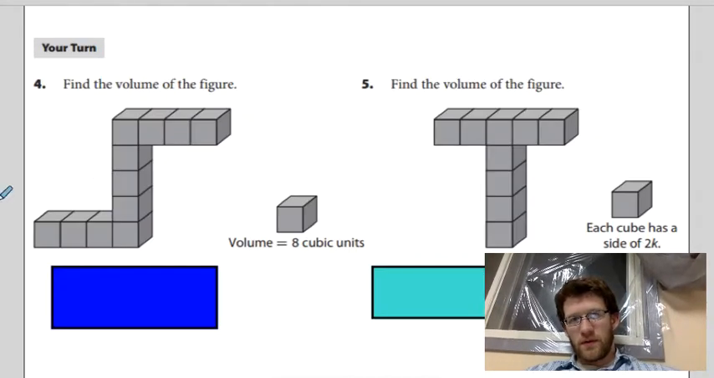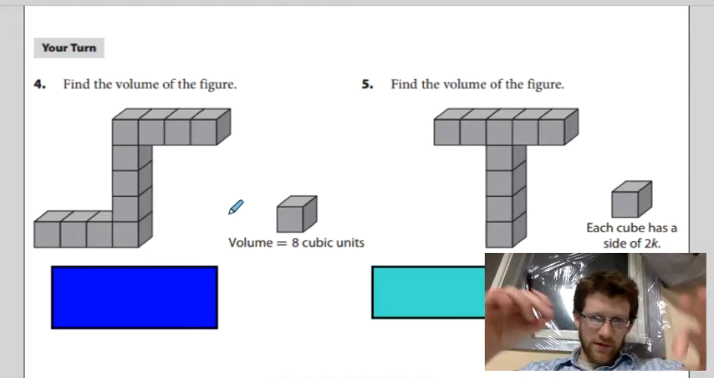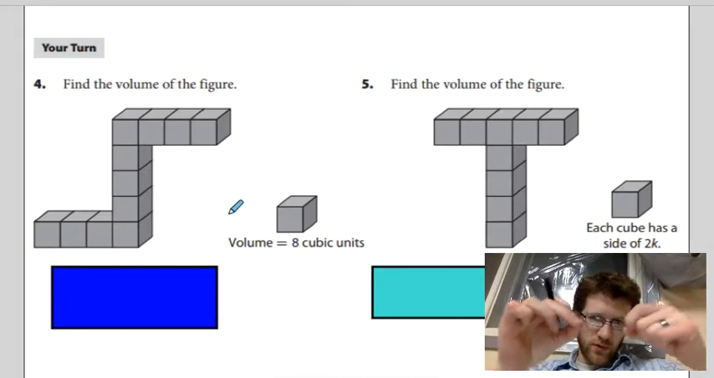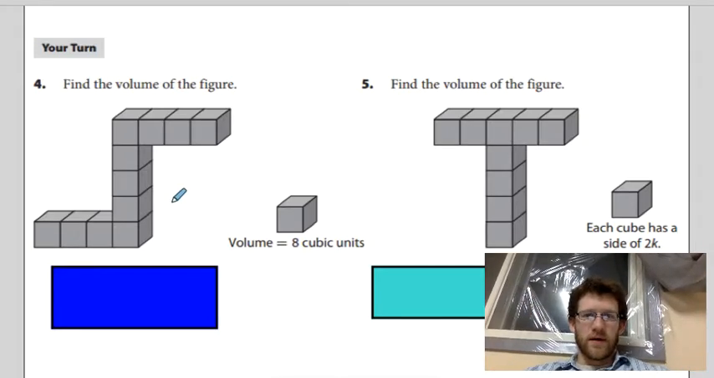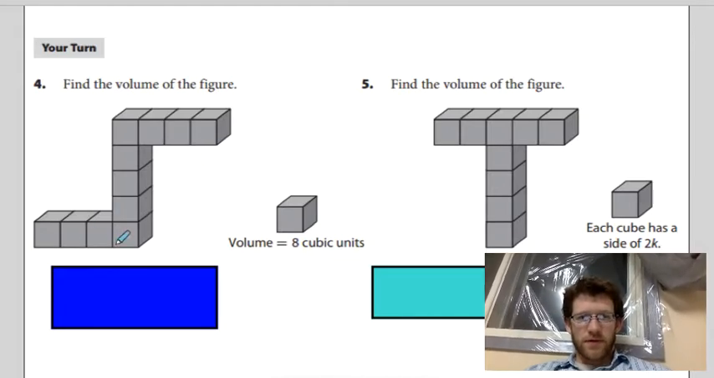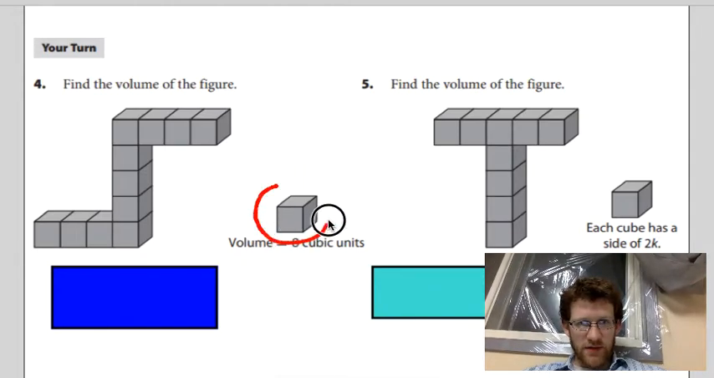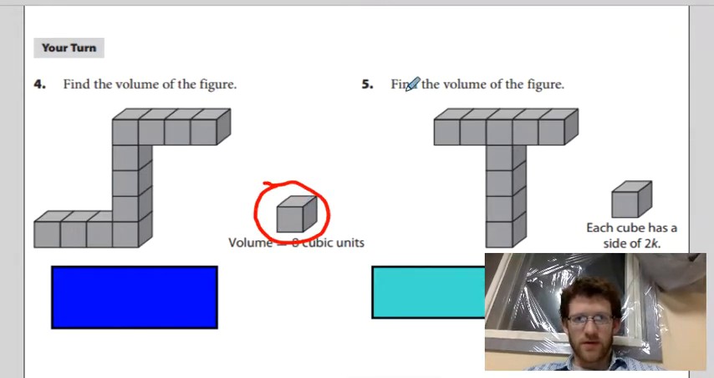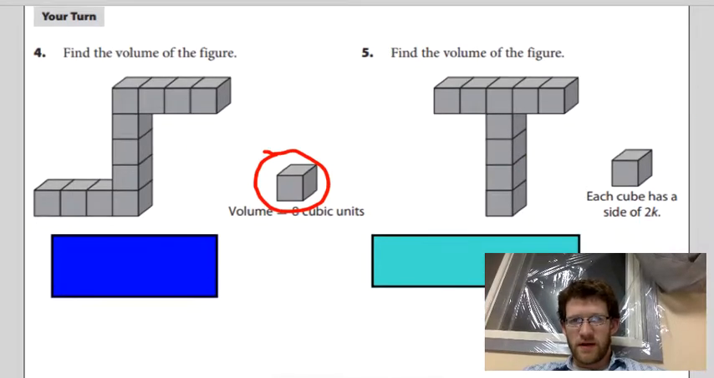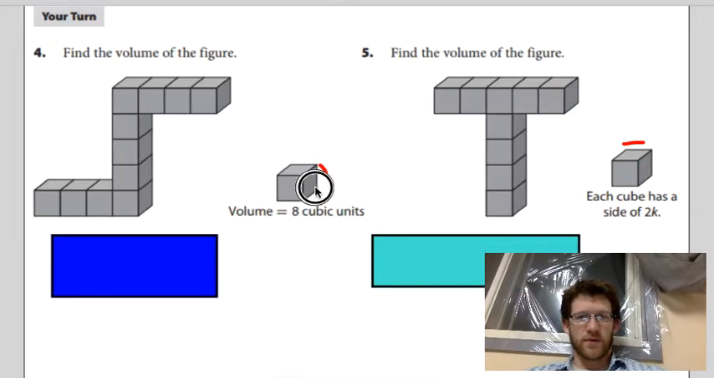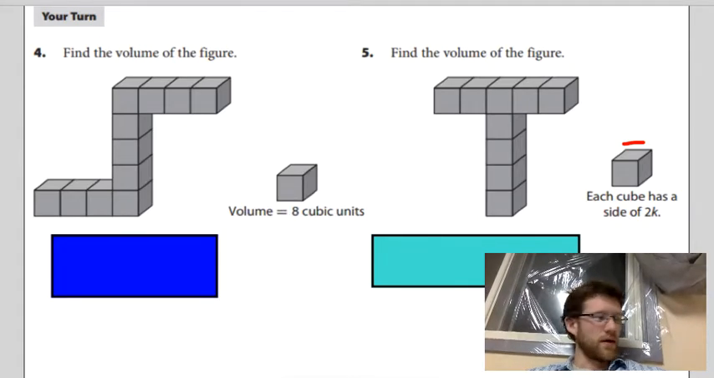Okay. Next, we're going to go back to like third graders playing with little cubes of units, right? So you have to figure out how many cubic units this is. Keep in mind that one of these little squares for problem 4 is 8 cubic units. One of the little squares for problem 5 here has a side length of 2k. So it's a little harder. See if you can figure out the volumes for both of these. I'll give you a second.